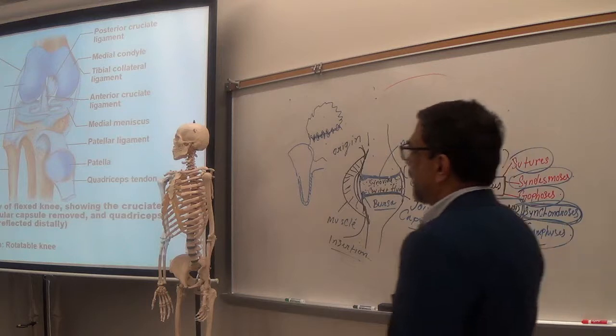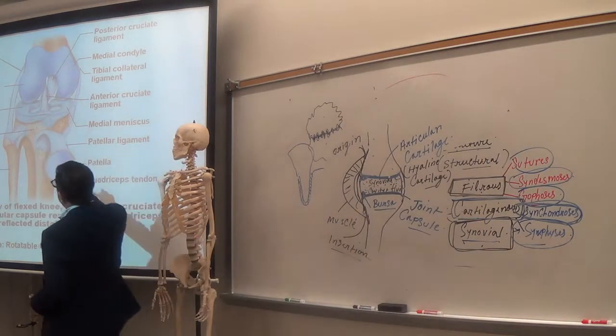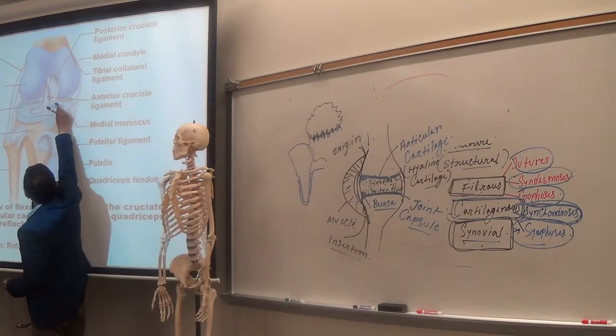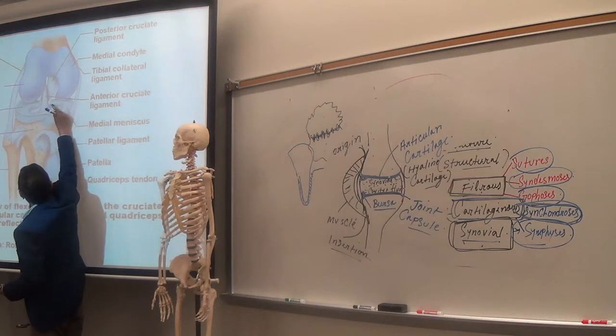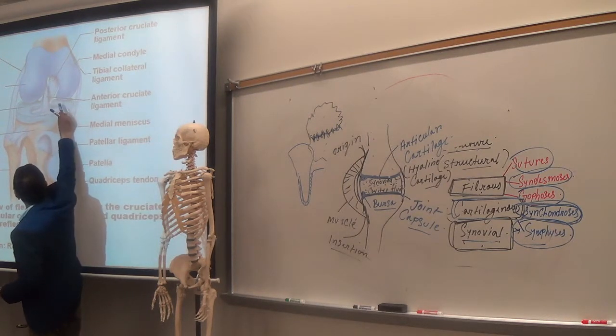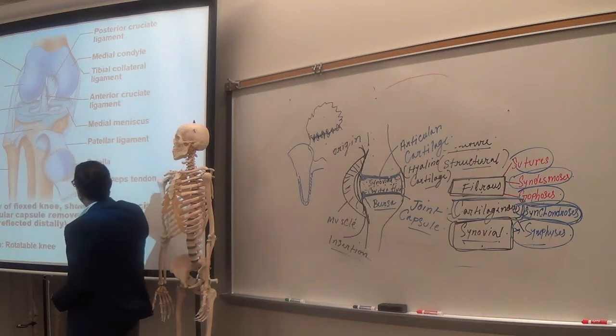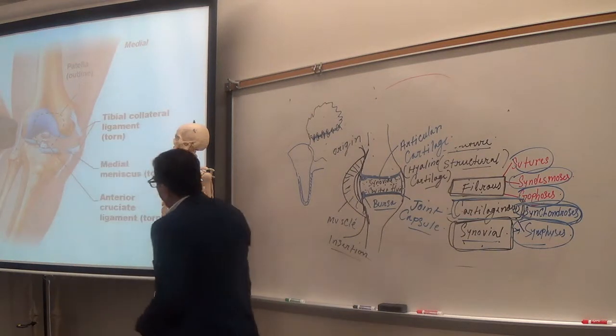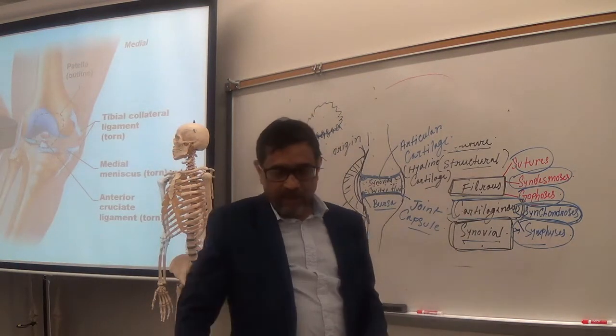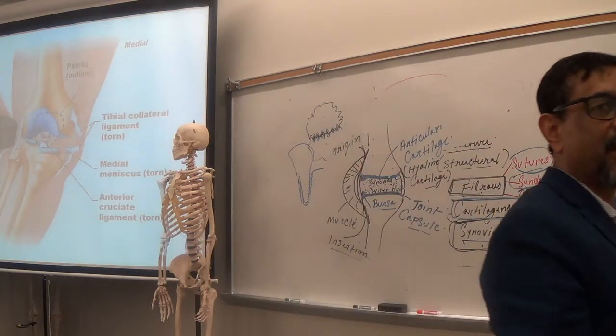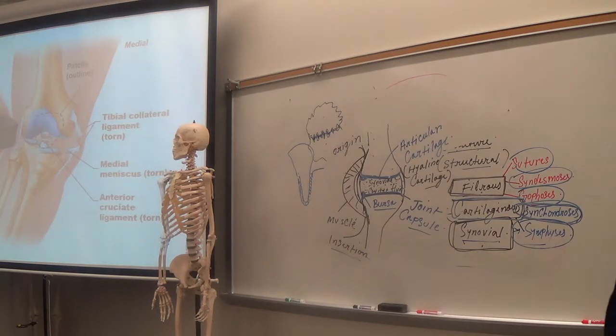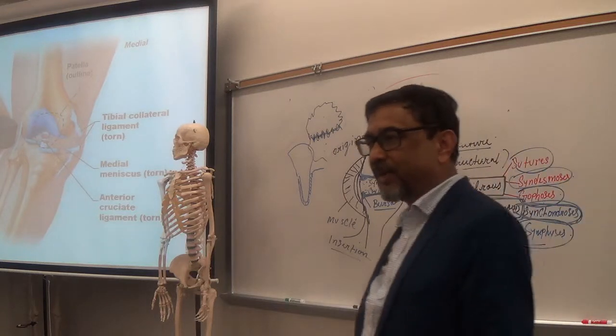Here you see, this is fibrocartilaginous, and hyaline cartilage is here. So hyaline cartilage sits here, and fibrocartilage around it. Now, tearing of the meniscus is commonly heard. Have you heard it? Tearing of the meniscus in sports, right?